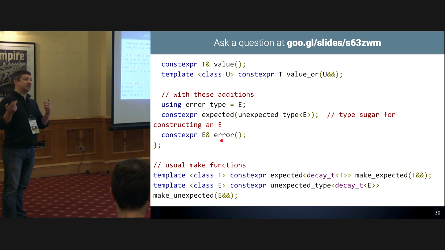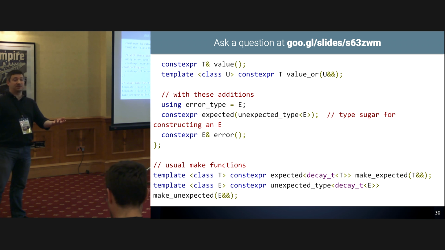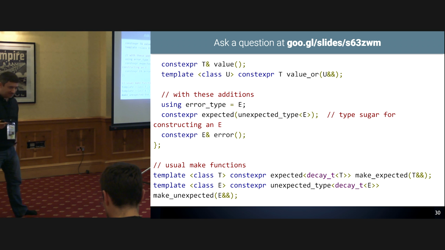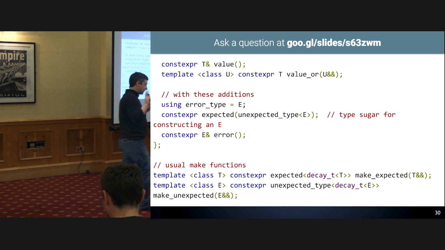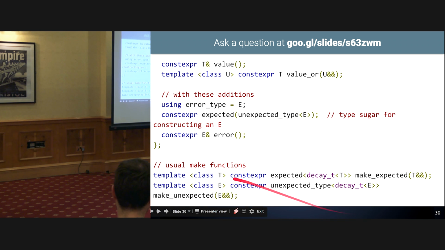If you try to access the error when it is a valued state, you get an exception thrown. If you try to access the valued state when there's an error in there, you get an exception thrown. And then, of course, if it's valueless due to exception, you get another exception thrown. So it's very standard, it looks exactly the same as anything else in the STL. So down here is an interesting one.